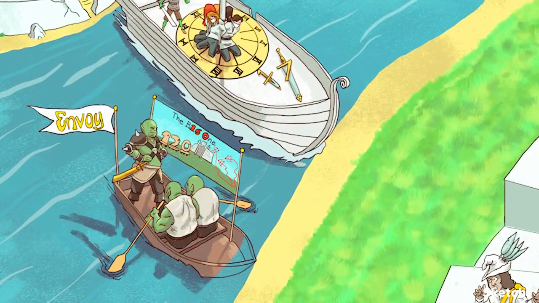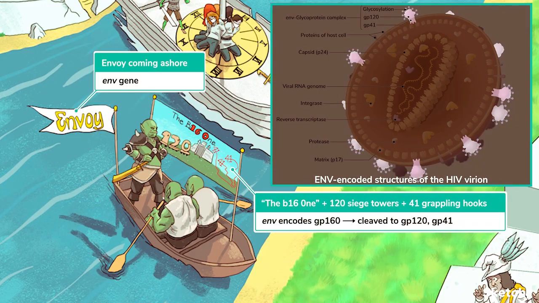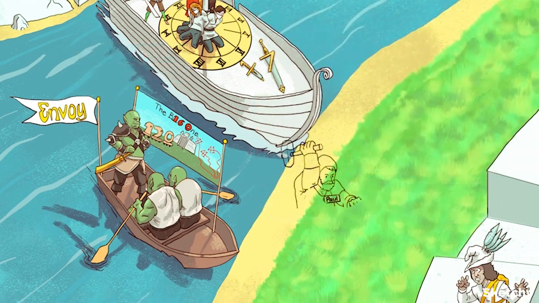That envoy boat is carrying plans for a major attack called the Big One, with siege towers and grappling hooks galore. Let this envoy represent ENV, a polyprotein containing the precursor envelope protein GP160, which is cleaved by the host cell into GP120 and GP41. GP120 and GP41 play an important role in cell entry, which we'll talk about in a bit.